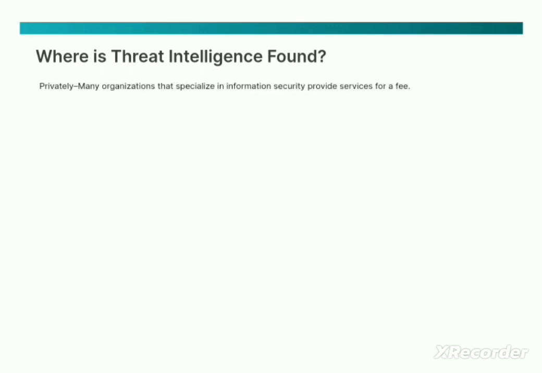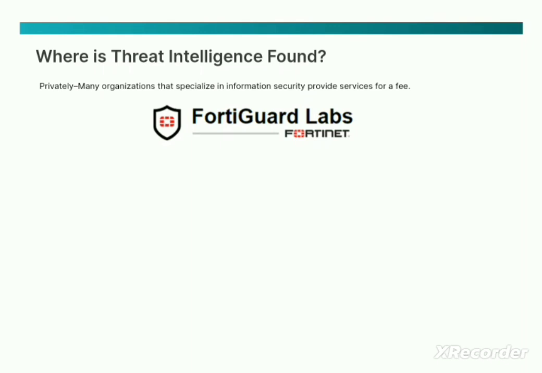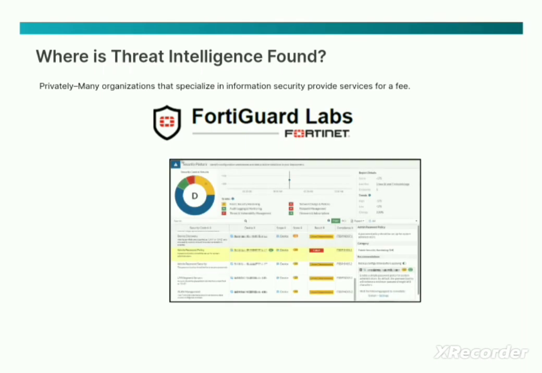Intelligence can come from private sources, such as the SANS Institute and FortiGuard, the Fortinet Research and Threat Intelligence Service. Some FortiGuard services are offered by subscription, but much of the threat intelligence found on the FortiGuard website is available for free. It describes how individual malware variants work and uses a severity rating system to rank the danger that these variants pose. Organizations can use this information to prioritize resources to counter the most dangerous threats.